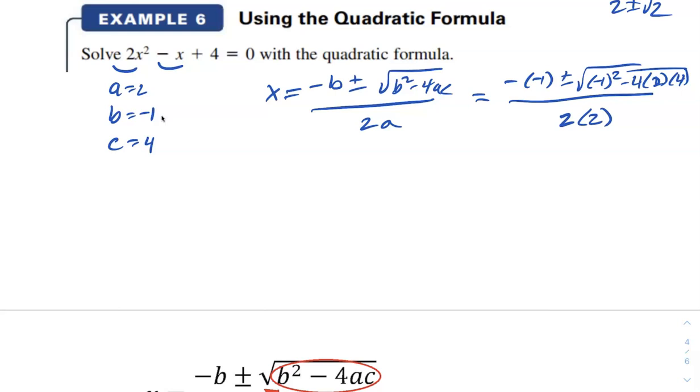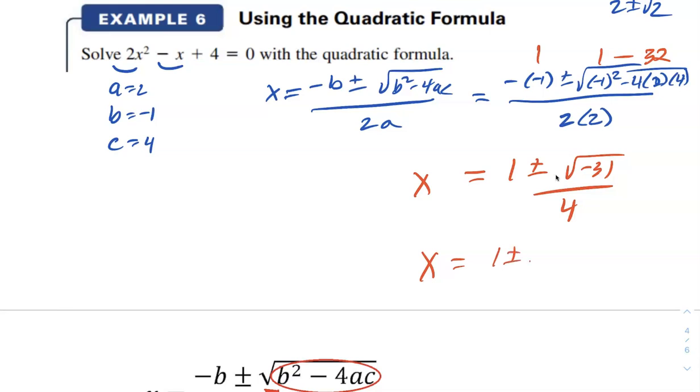So then we're going to simplify it. That's a positive 1, negative, negative. And right here, negative 1 squared is a positive 1. Minus, what is that, 32? So I'm going to get x equals 1 plus or minus the square root of negative 31 over 4. Now again, we can't leave the negative inside of the radical, so we have to pull it out. That's just an i when you pull it out, so it becomes this.